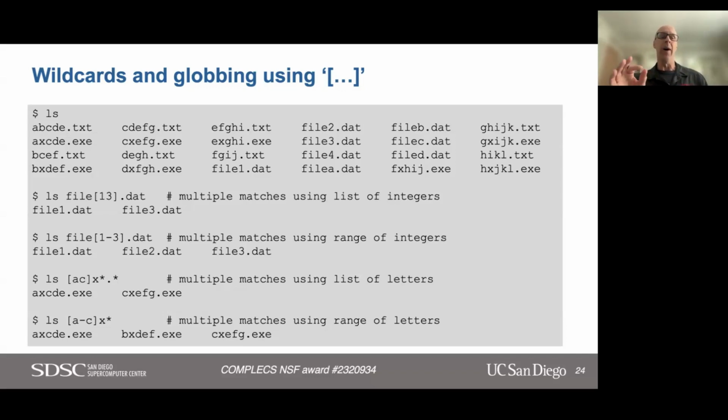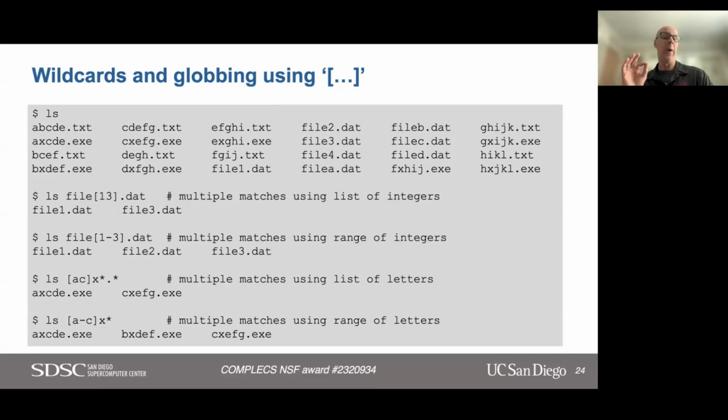So here we do file and then in square braces 1, 3, dot dat. So what I'm doing here is providing a list of characters that we're going to match. So in this case, we picked up file1.dat and file3.dat.